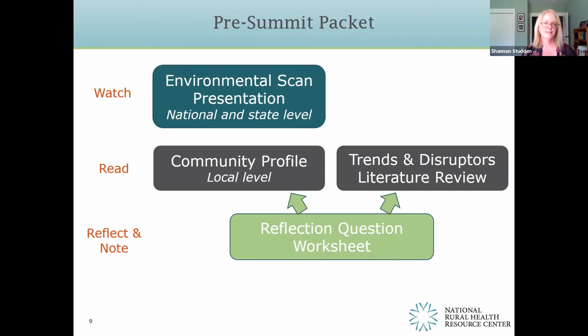We will also be sharing with you a community profile, which I'll talk about more in a minute, and a trends and disruptors document, which goes through an extensive literature review, which I'll give you more detail on in a minute as well. And then a reflection question worksheet, just as a tool to help you process all of the information that we're sharing with you in this pre-work packet. So let's go through each of those in a little bit more detail.